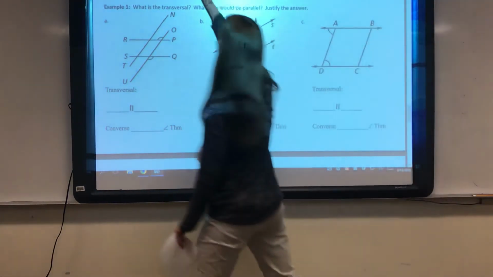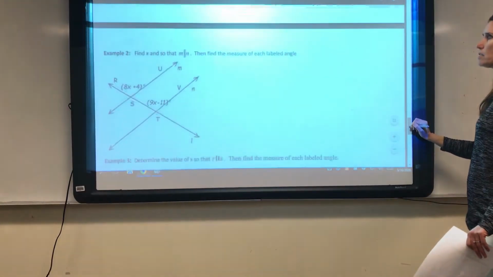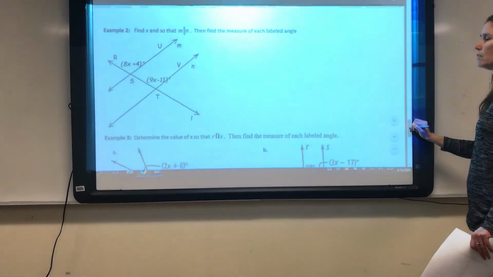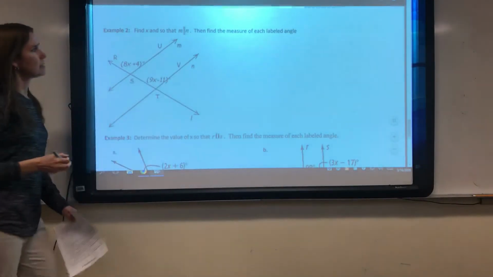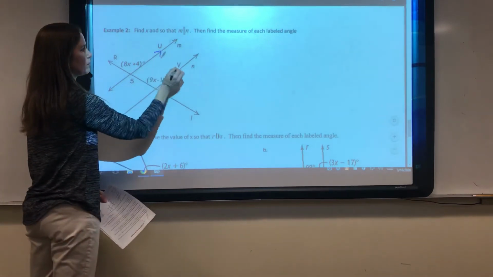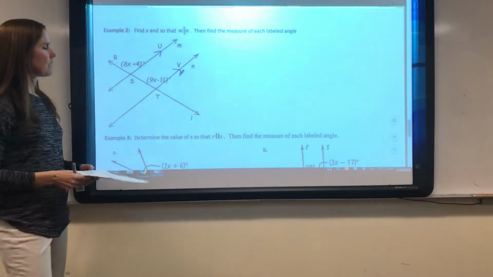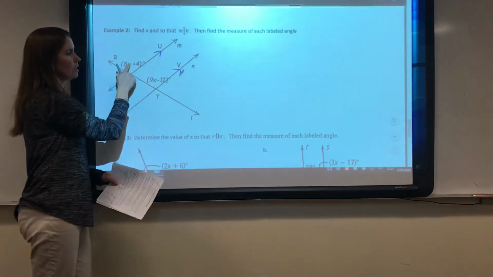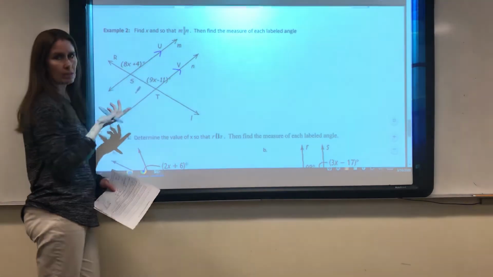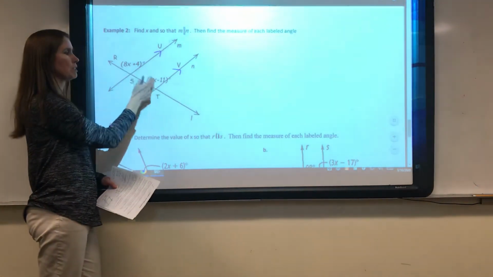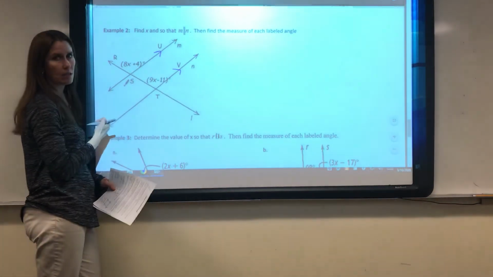And so if you start looking at the next problem, we can see that they're giving us some angle pairs. They're telling us that M and N are parallel, so I think it's helpful to mark that on your picture, and then find the measure of each labeled angle. So if we look here, we can see, okay, here are two angles, and what kind of angles are they? Well, they're in the same relative position with respect to the transversal, they're corresponding angles.